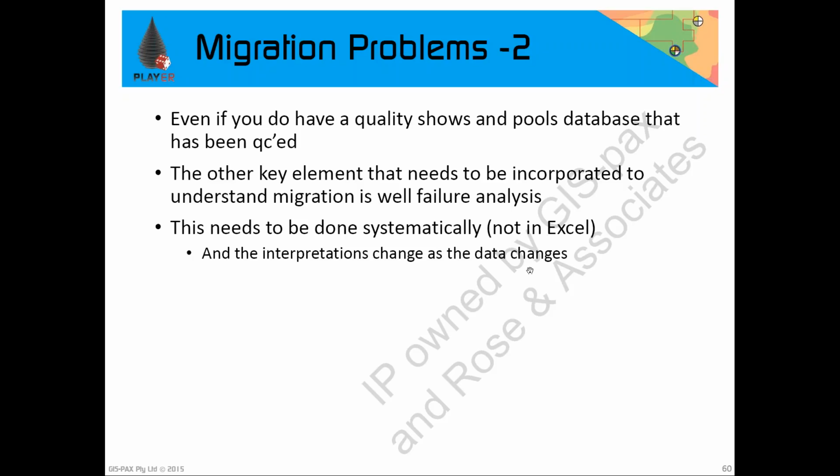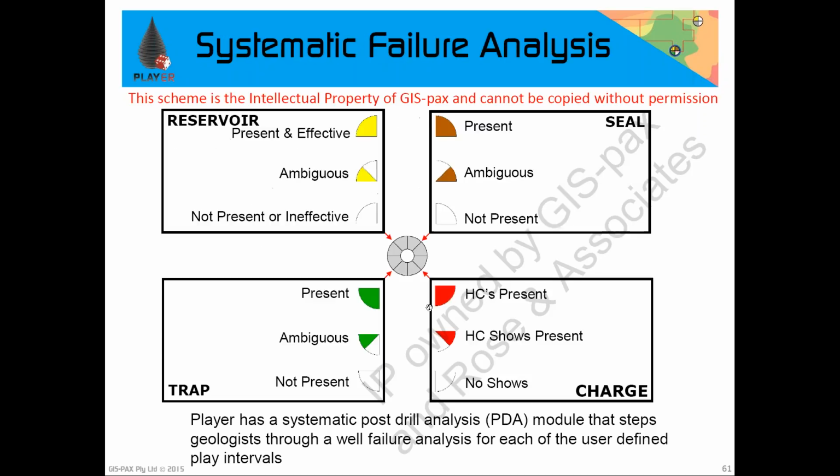And I've seen lots of different failure interpretations around the planet. And these change. Remember that you might have a well where you believe it's off structure, you acquire 3D and you find it's on structure, and now you believe it's failed because of charge access. So things do change. It needs to be dynamic. So this is our scheme. It's our proprietary scheme. So this is reservoir, seal, trap and charge.